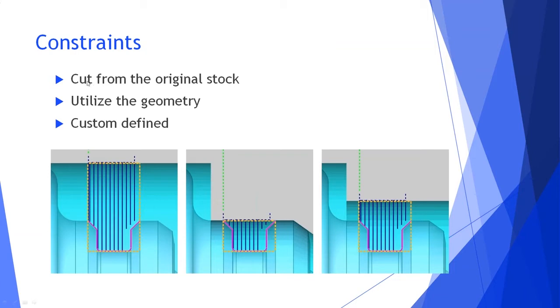The constraint options in particular are cut from the original stock, which allows you to not have to draw lines. It can actually cut from the original stock, or you can use the geometry. And then you also have customized, so you can define specific heights that the toolpath would go up to. Instead of having to draw a line from here up to where you need it to go, you just define a specific value. That is where the toolpath starts from, and then it will continue your cut down.